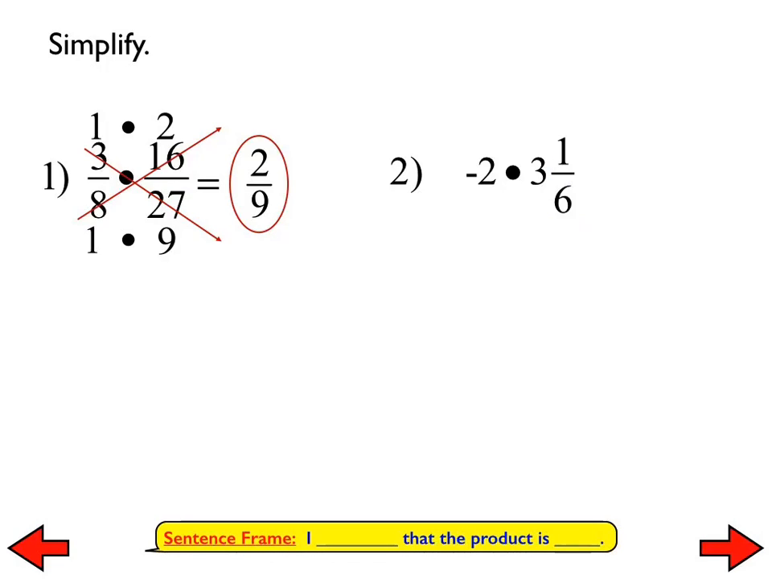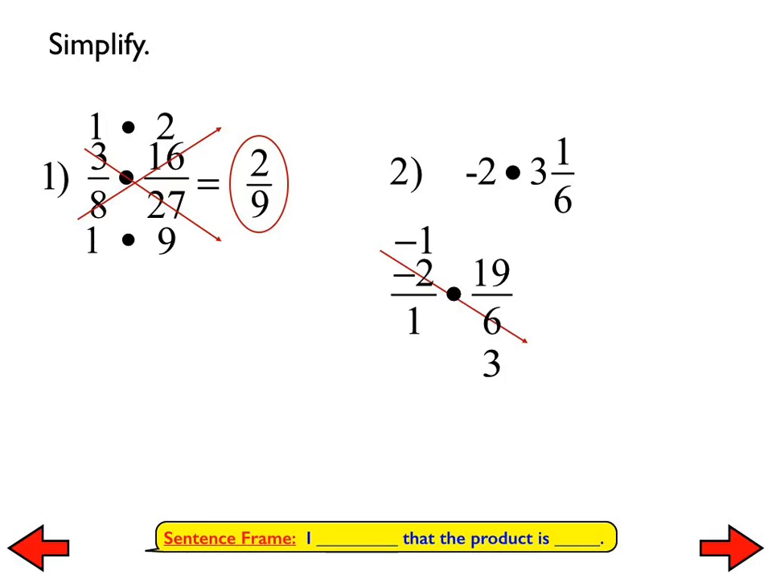So now let me uncover that 3 1/6. Remember, you need to turn whole numbers or mixed numbers into improper fractions before you can do all of the cross-dividing thing. And in number 2, the only thing we can do is we can cross-divide with the negative 2 and the 6, and don't forget that that is a negative 2. So 2 goes into negative 2, negative 1 time, and 6 3 times.